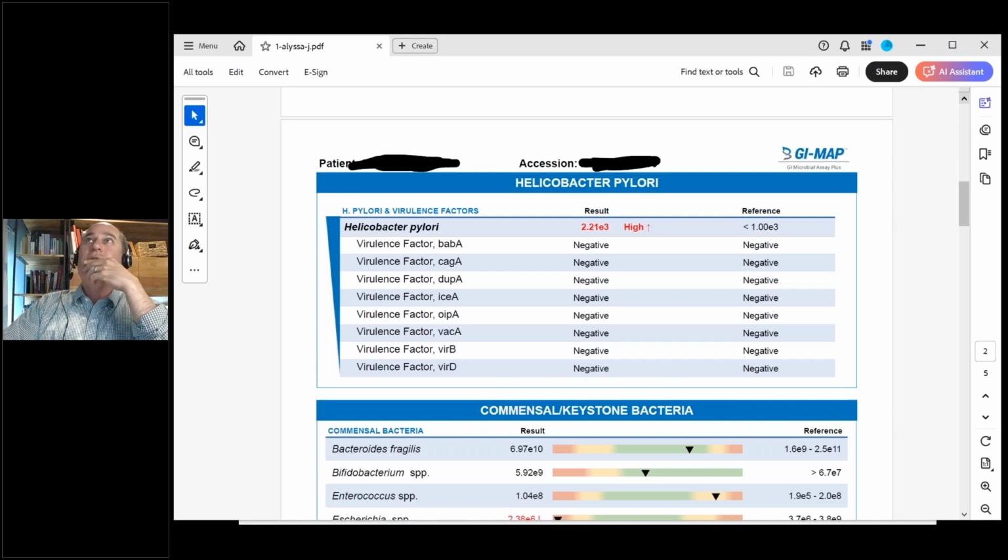Yeah, so you will almost always see a reduction in fatigue. You will sometimes see a reduction in depression and anxiety, but almost always a reduction in fatigue if you just get rid of the H. pylori. It's just that simple. Just get rid of it and then see what happens, you know?